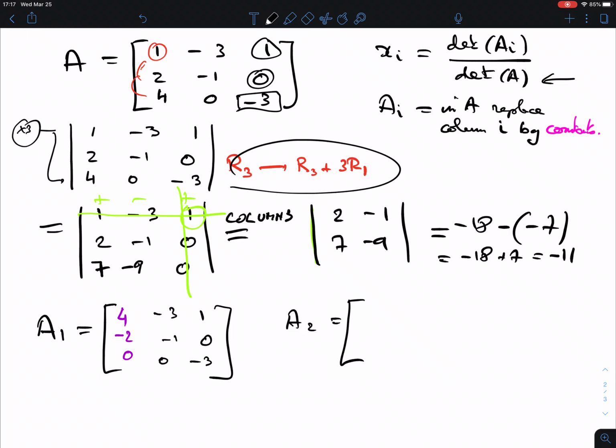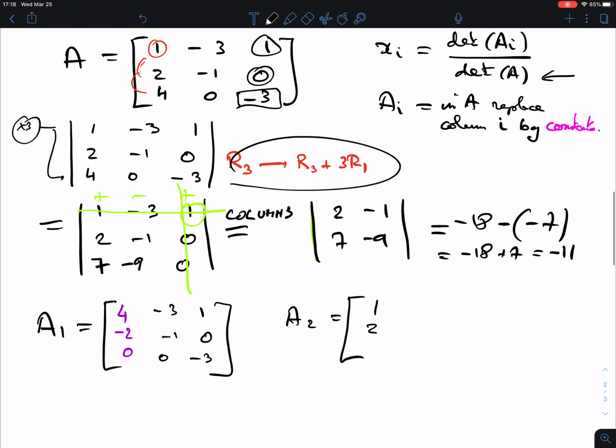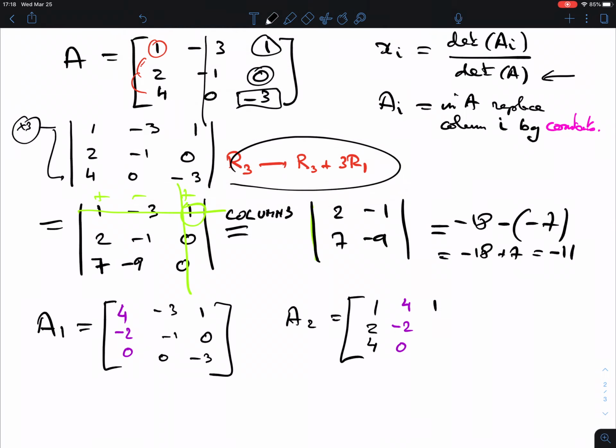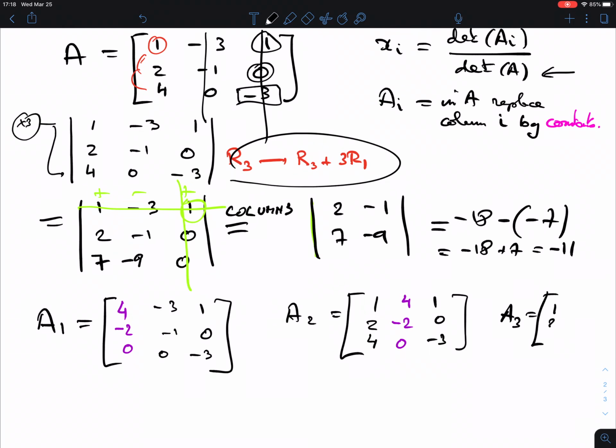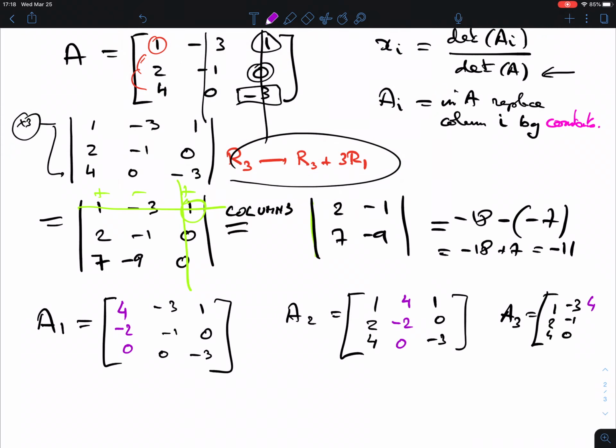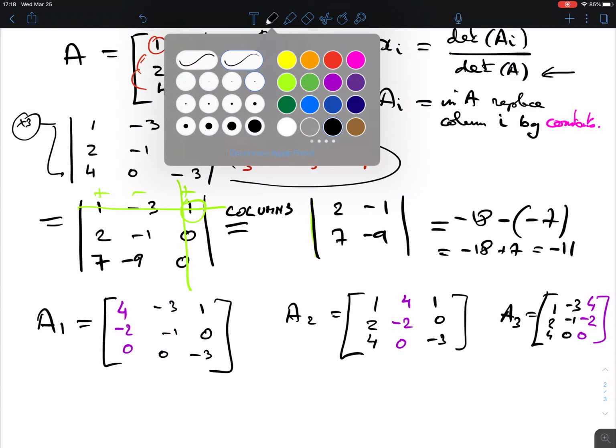A2 is, now you keep the first row. We're going to delete the second row and instead put the purple guys. So 4, negative 2, 0. And then we keep the third row: 1, 0, negative 3. And finally, A3. Same principle. Now we do get rid of this one, so it's 1, 2, 4, negative 3, negative 1, 0, and then our purple row again, 4, negative 2, 0. There we are. Okay, so we have to actually calculate the determinants of all these matrices.